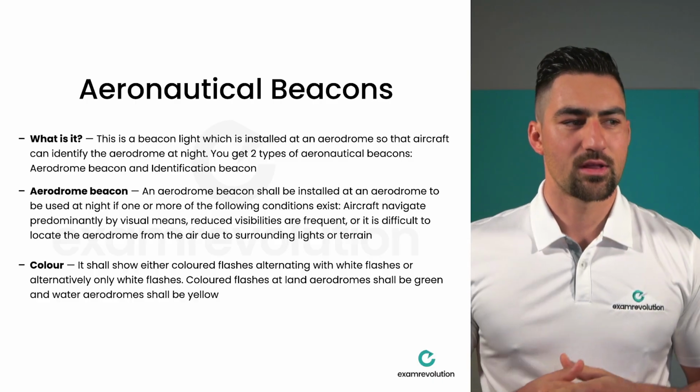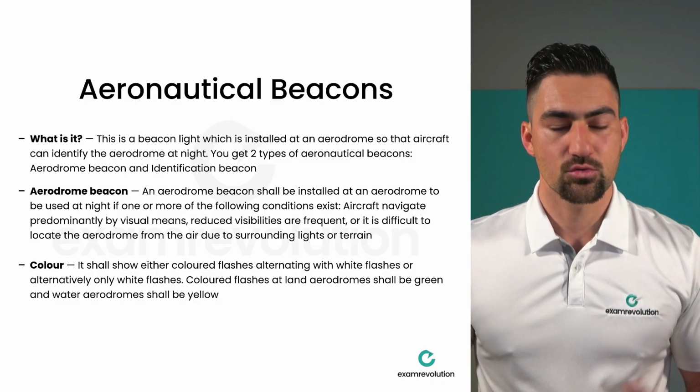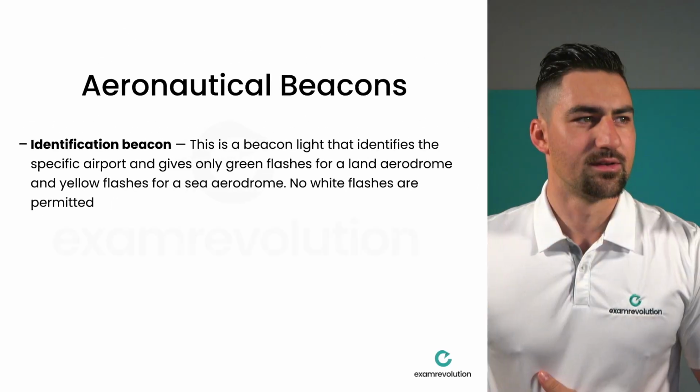A land aerodrome will have green flashes, and a water aerodrome will have yellow flashes, and that's called an aerodrome beacon. That's an example of one. You can see that as a green beacon, so it's basically rotating, almost like a lighthouse, right? Just on the land at an aerodrome. So that's an example of a green beacon rotating. Just makes it so much easier for you to locate the aerodrome when you overfly it at night.